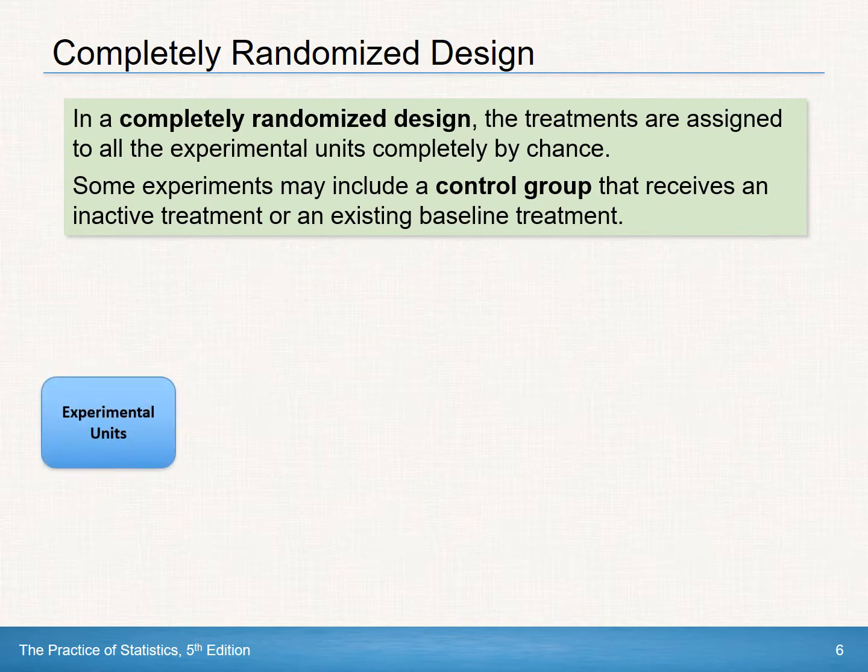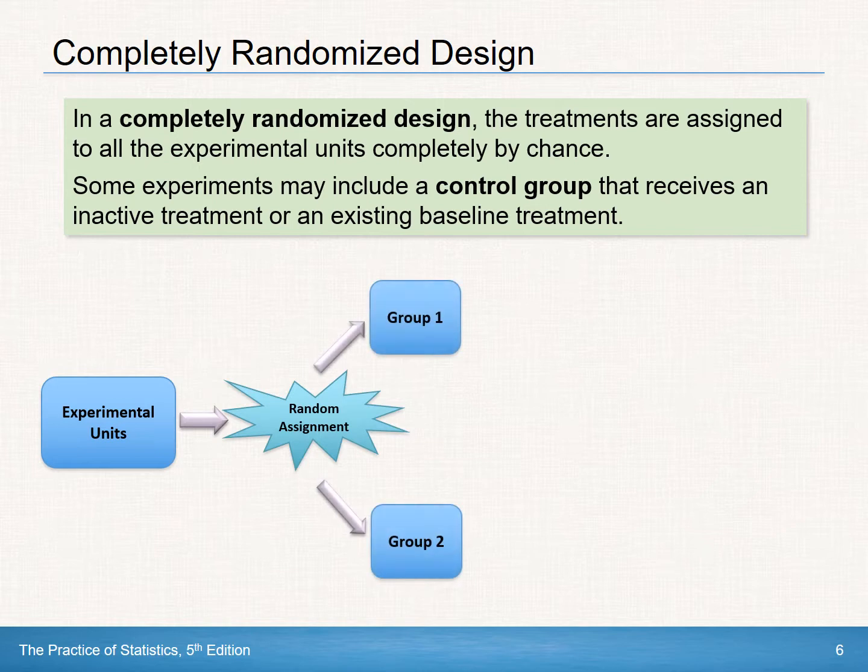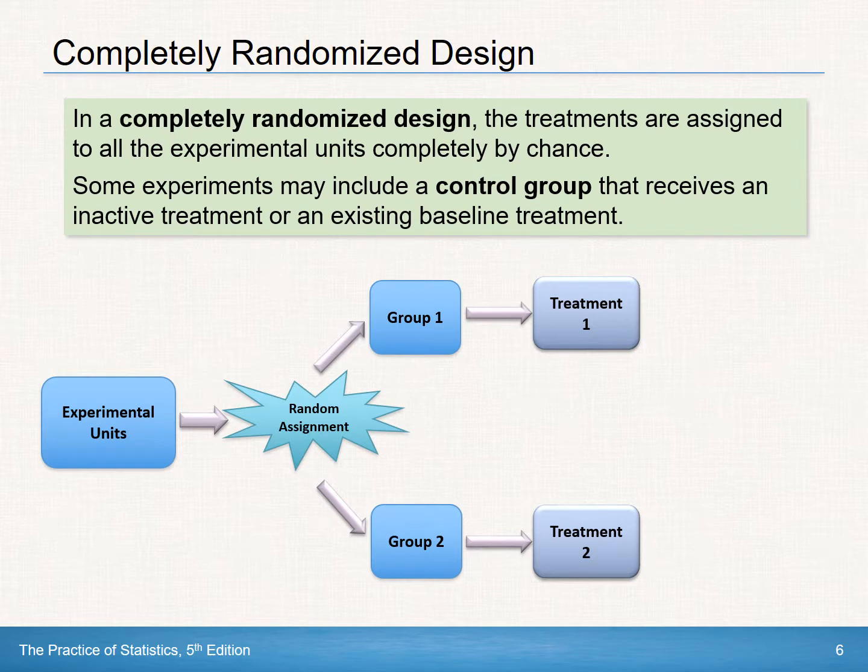So in a completely randomized design, we have our experimental units, we have our subjects. Then those subjects are randomly assigned to 1 or 2 groups, maybe even more. They're given treatment 1 for group 1 and treatment 2 to group 2. Then you bring the results together and compare them between the two.